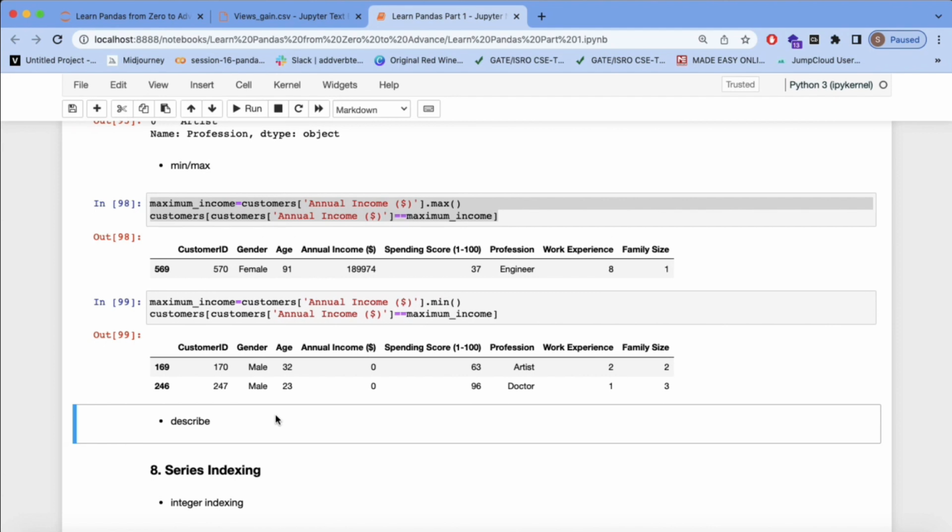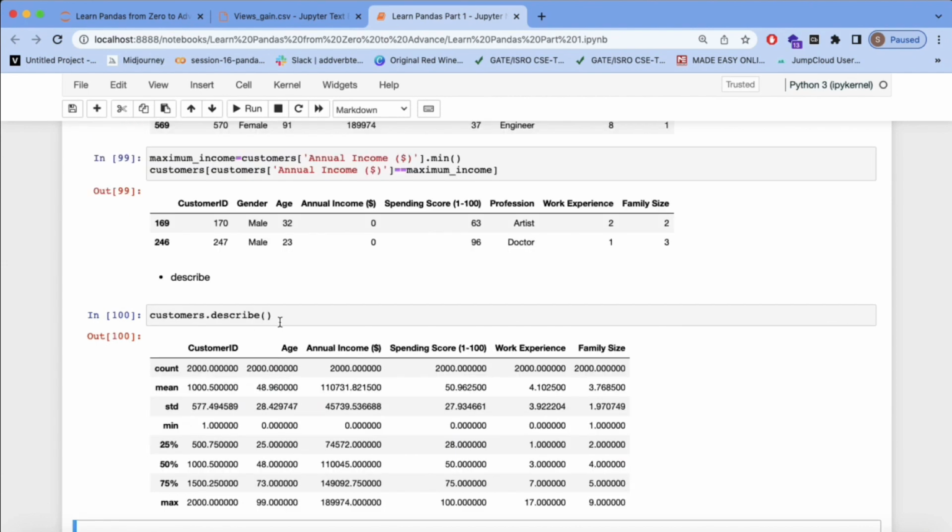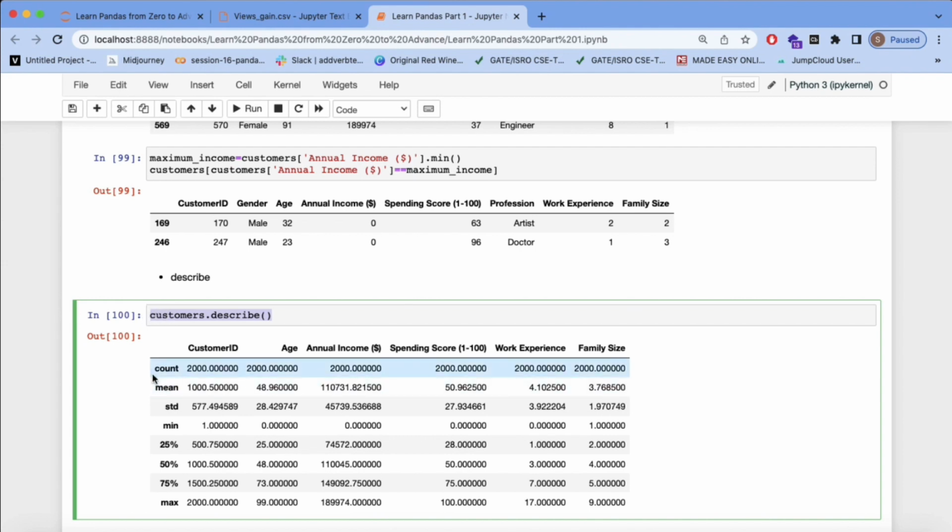The last thing that we are going to see is describe. Customer.describe. I hope I wrote it correctly. Okay, now you will observe there is count, mean, standard deviation, minimum, 25%, 50%, 75%. So this method will explore each of these, meaning you are going to see everything.